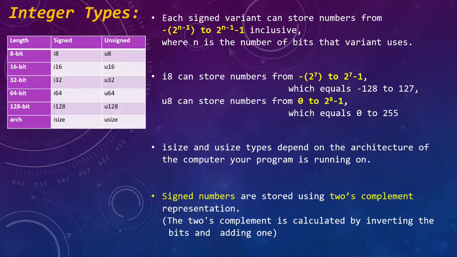unsigned integers. Each signed variant can store numbers from minus 2 power n minus 1 up to plus 2 power n minus 1 minus 1 inclusively. So an 8-bit can store minus 128 to plus 127. The I size and U size types depend on the architecture of the computer your program is running on. Signed numbers are stored using 2's complement representation.